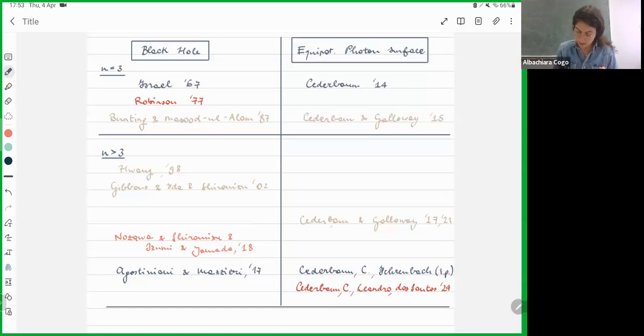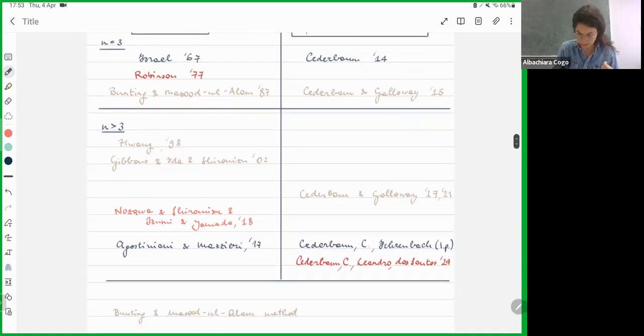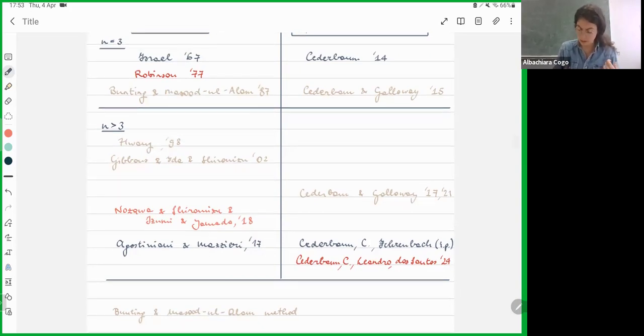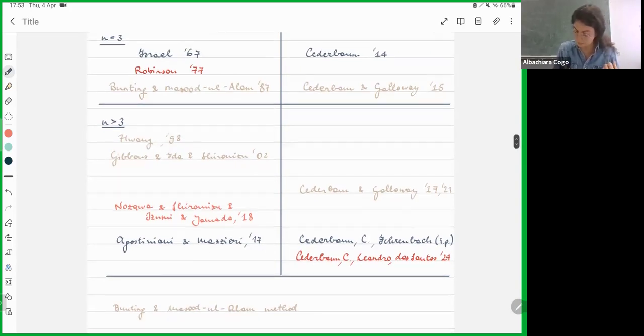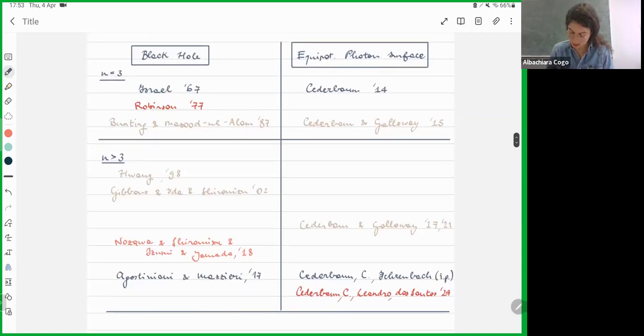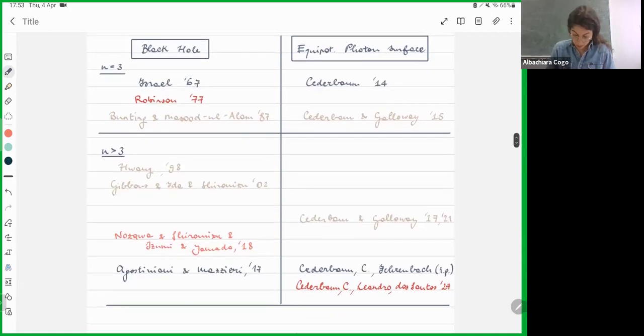And then there have been other proofs by Nozawa, Shiromizu, Izumi, Yamada, Agostiniani and Mazzieri with another method. And almost all have been adapted to the photon surface case. So in this talk, I'm going to talk about our adaptation of the Robinson proof in higher dimension.